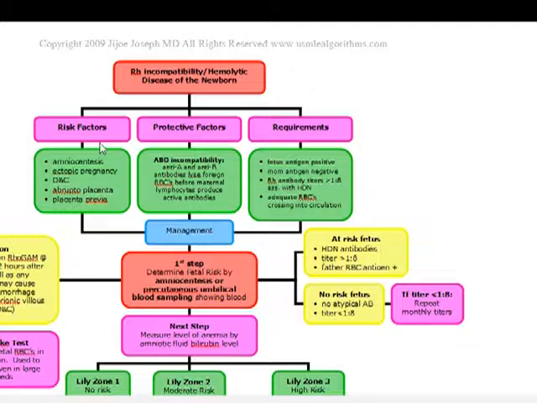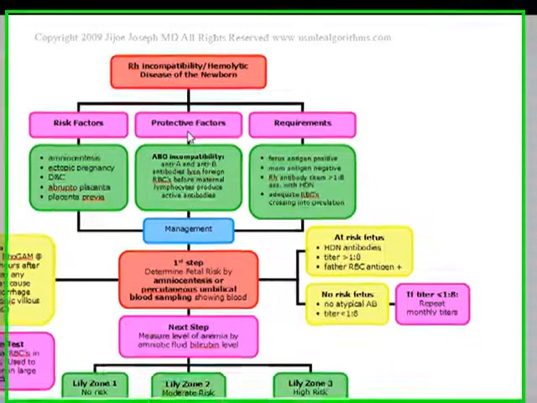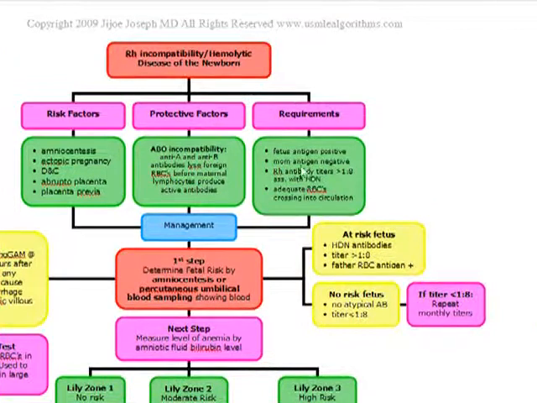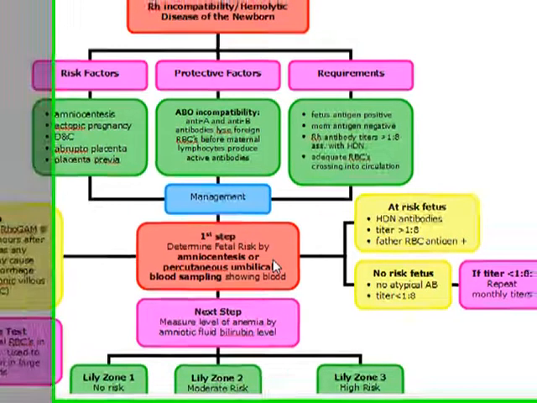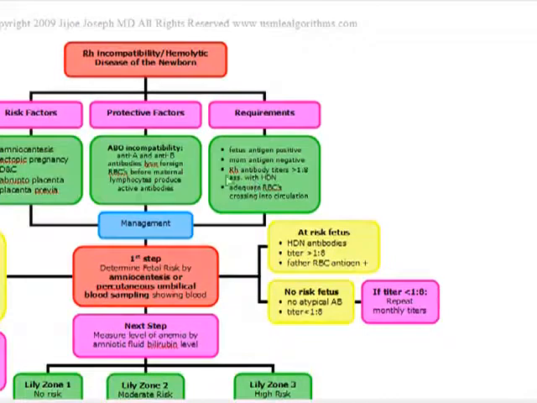Now, we know the risk factors, we know the protective factor they can ask us, and we know what you need as diagnostic criteria. So let's talk about how to manage these patients. First step, we want to determine if there's a fetal risk. The way we do this is by amniocentesis or percutaneous umbilical blood sampling. Basically, the fetal risk is only going to be present if all of these are positive.